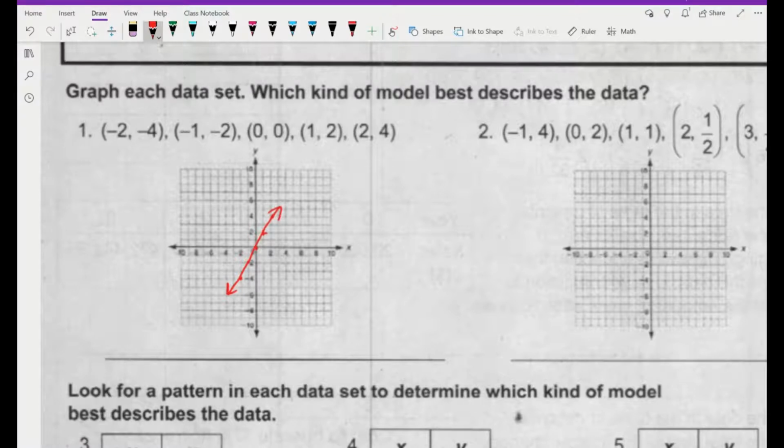What kind of model would that be? If you said linear, you are correct. I guess this assignment we're calling a model, so I'll just write it as a linear model.